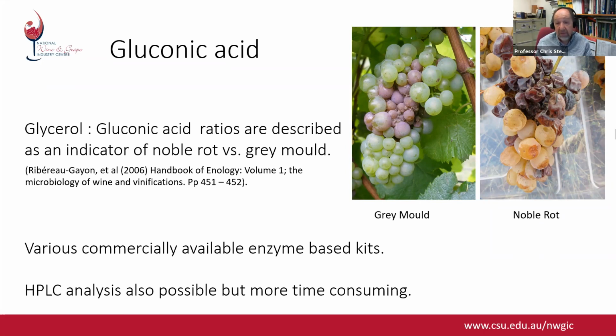There are various commercially available enzyme-based kits for measuring gluconic acid. These are pretty simple and easy to use. They come with a set of instructions. If you follow the instructions carefully, and don't mix up your reagents in the kit, then they work very, very well. HPLC is also possible, and will maybe be more accurate than the enzyme kit, but more time consuming. So we've looked at some of these kits, and we've looked at the manufacturers of different enzyme kits for gluconic acid, and I'm going to show you some of these results now.